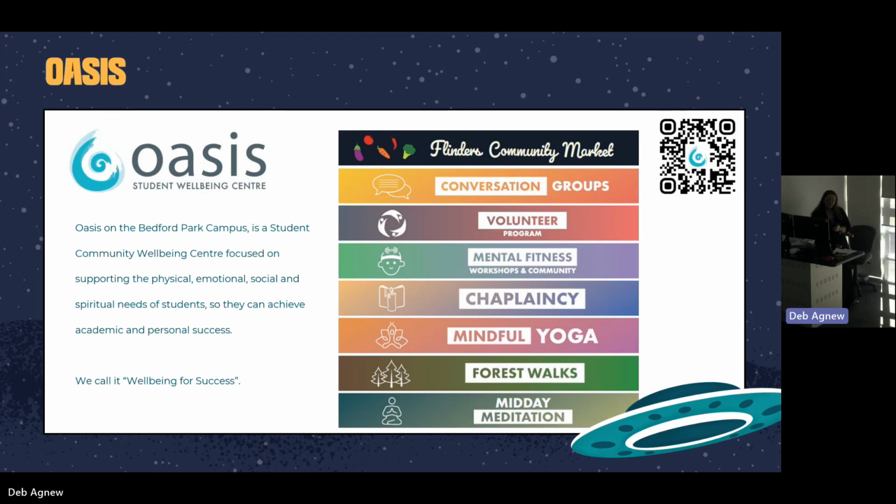We have Oasis on campus as well, which is a space for student wellbeing, and there's lots of different services that you can access through there as well. These are just some that are listed here. So there's a chaplain, there's mindful yoga, you can go for a walk in the forest if you like. And there's lots of different things that you can access through Oasis. And there's a QR code that you can use to find out more about that if you would like to.